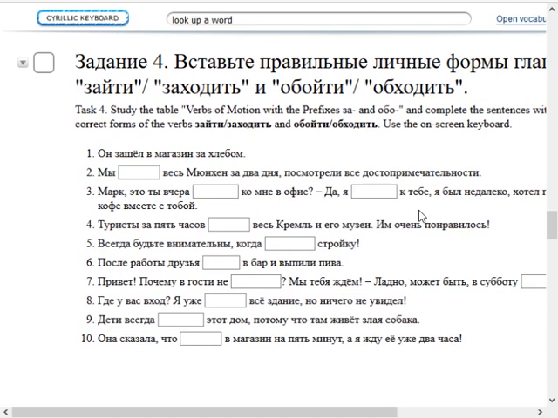All right, exercise 4, we have 10 sentences to fill, well, 9 actually, because one of them's already filled in. We have the first sentence, Он зашел в магазин за хлебом. I think this one's fairly easy by now. Зашел, he dropped in quickly to the store, за хлебом, for bread. Okay, мы something весь Мюнхен за 2 дня.